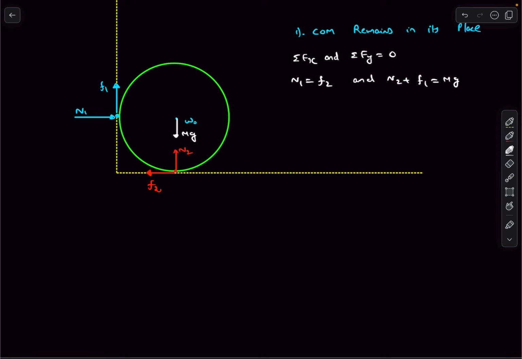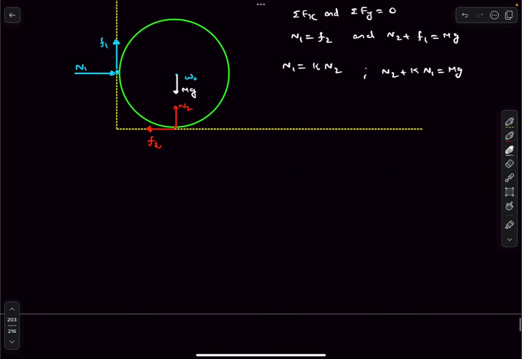Okay, and now we also know that the friction forces are kinetic in nature. So F2 I can write as k, which is the friction coefficient, times N2, right? Similarly, F1 I can write as k times N1. Now we can solve for N1 and N2 from these two equations, and we'll get these particular values. And once we have the normal reactions, we have determined the magnitudes of F1 and F2 as well.